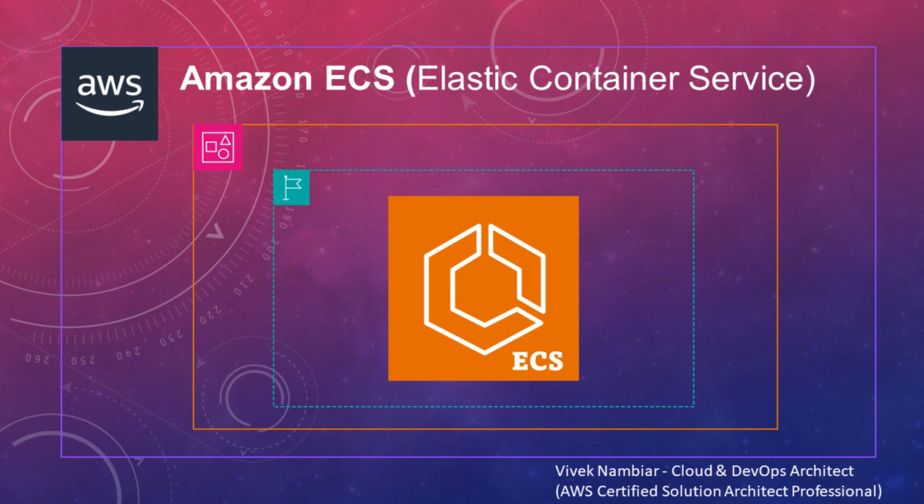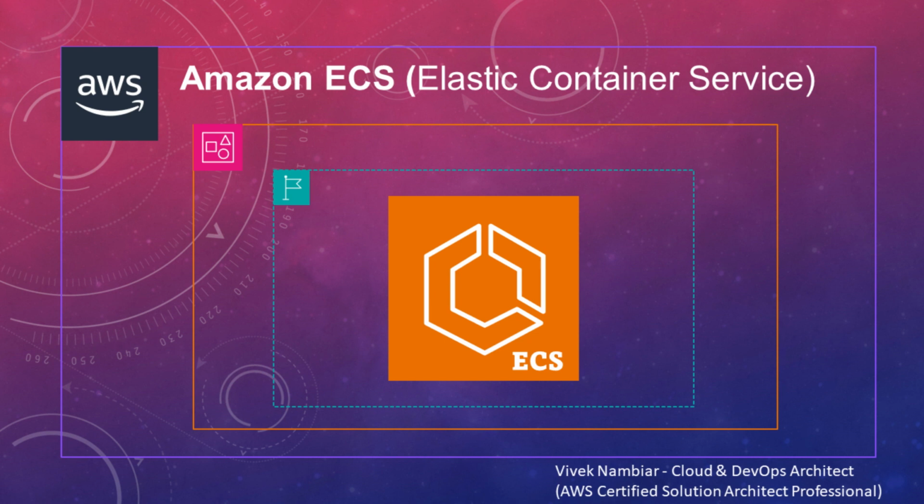5. Integration with AWS services. ECS integrates with other AWS services, such as Elastic Load Balancing, Identity and Access Management, CloudWatch for monitoring, and CloudFormation for infrastructure as code deployment. 6. AWS Fargate. ECS supports AWS Fargate, a serverless compute engine for containers. With Fargate, you can run containers without managing the underlying EC2 instances, enabling a fully serverless container experience.